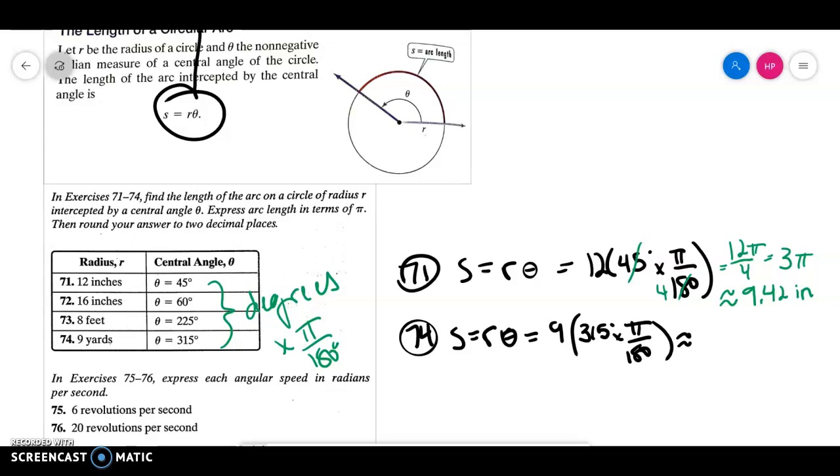I could make a fraction. It's not the nicest thing ever. It's 7/8, but it's a thing. 24.74 is what I get for this one. And that would be in yards. So those conversions, again, knowing that formula, it's pretty easy that S equals r theta.